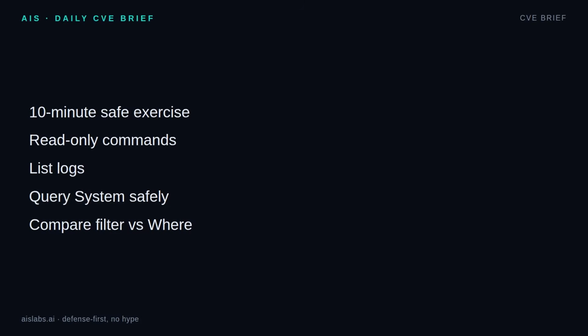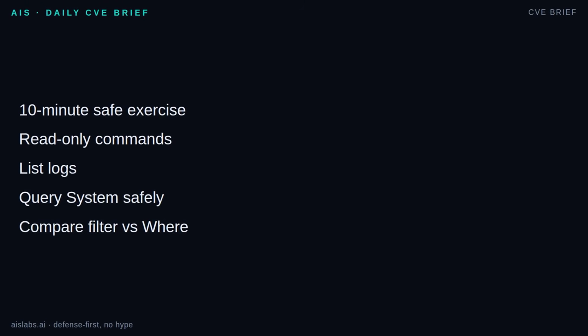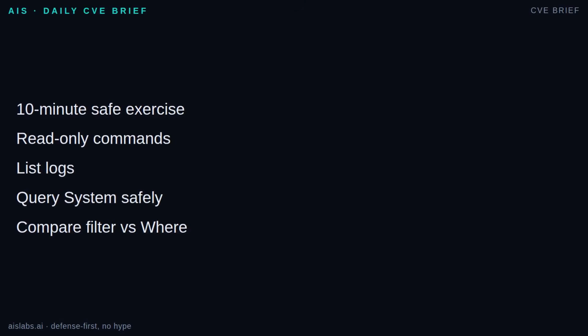Take 10 minutes on your own workstation or a test virtual machine. First, run Get-WinEvent -ListLog * and sort by record count descending. Pick the top 20 and notice how many logs you did not know existed. Second, run Get-WinEvent -LogName System -MaxEvents 20, and read the shape of the objects. Third, query the last 7 days for IDs 6008 and 41 using FilterHashtable. Fourth, query ID 7045 from Service Control Manager.